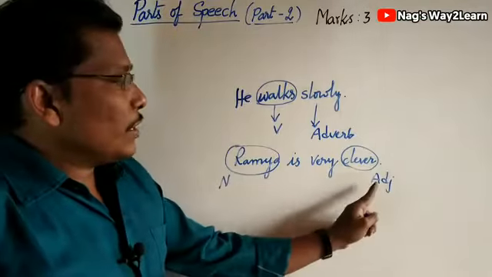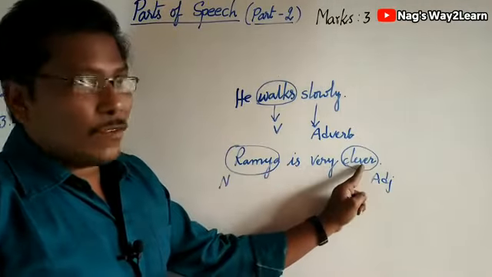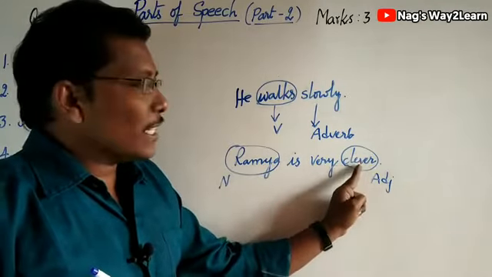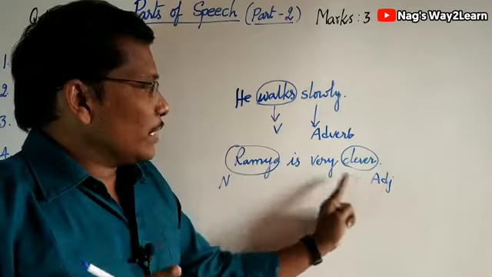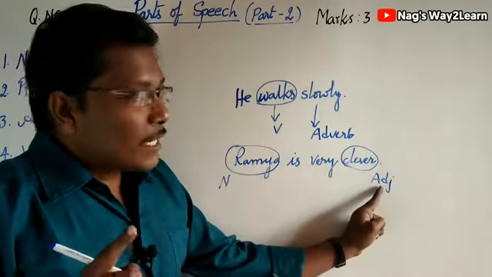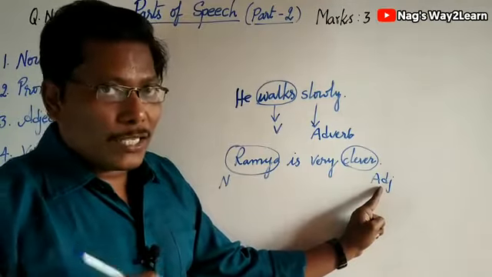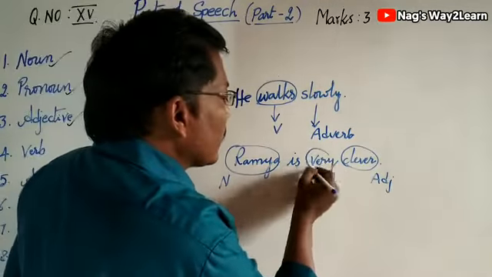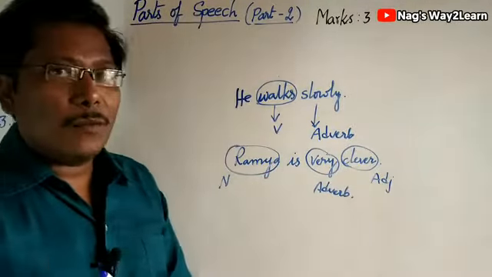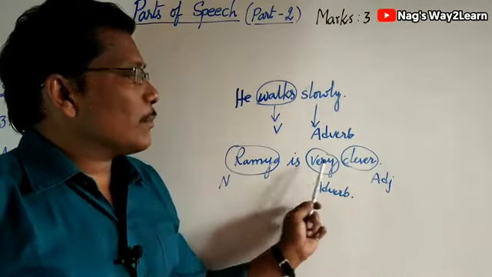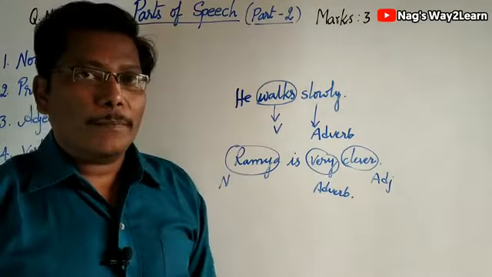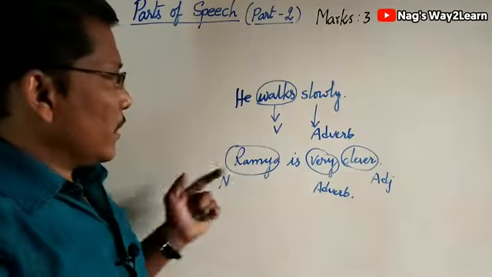Okay, understand? How is this clever here again? Very clever. That means the word very is describing the word clever. Here clever is nothing but an adjective. That means the word very is describing another adjective. So here very can be called adverb. Very is adverb because the word very is describing an adjective clever. Therefore, very can be called adverb. Okay, understand? You look at another example.